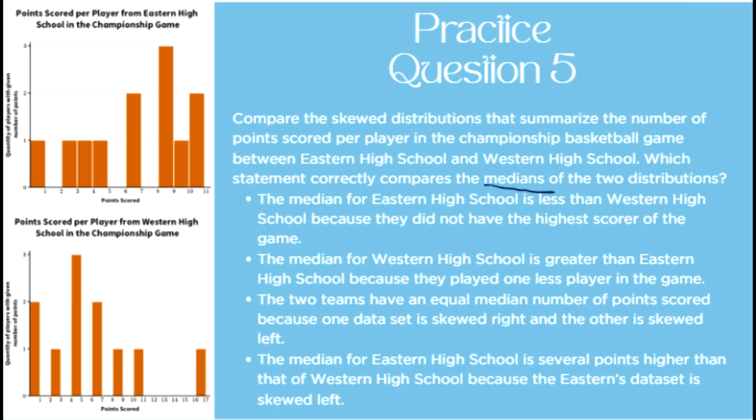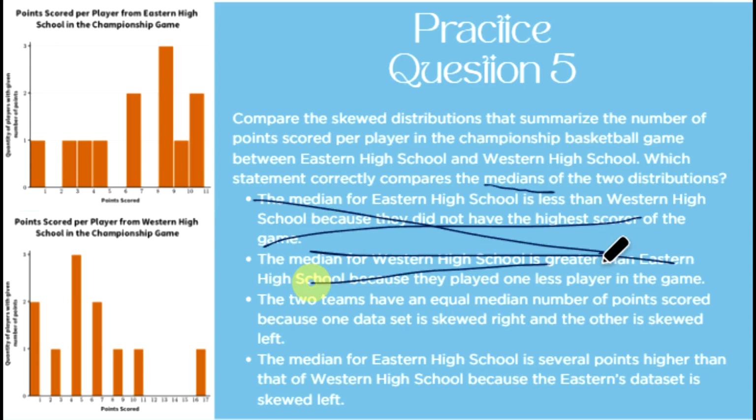The median for Eastern High School is less than Western High School because they did not have the highest scorer of the game. So first of all, we know that Eastern did have the highest scorer because it's right here. So this one's out. The median for Western High School is greater than Eastern High School because they played one less player in the game. I don't know why they think that. This is points scored. There's no way to know how many people they played, so that's irrelevant.